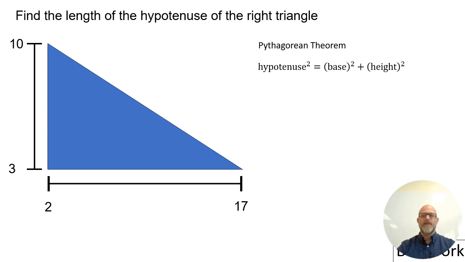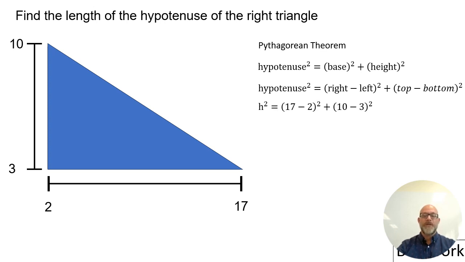How are we going to calculate the length of the base? Right minus left. How are we going to calculate the length of the height? Top minus bottom. All right, now it's just about plugging in numbers. 17 minus 2 for the base, 10 minus 3 for the height. We get this, square both sides, and you get the hypotenuse squared is 274. Since we want the actual hypotenuse, we take the square root.